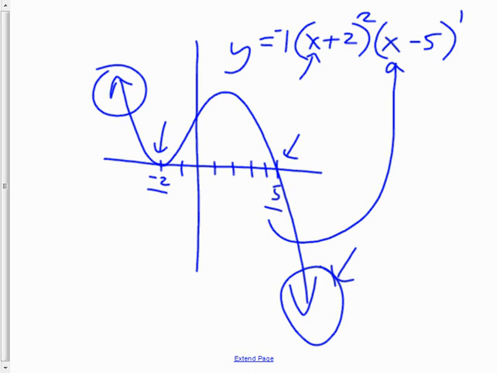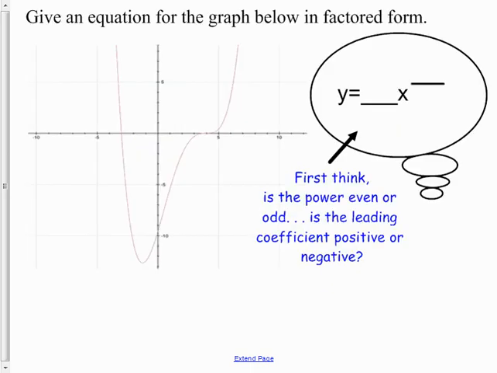All right, now let's go back onto the smartboard presentation here. Give an equation for the graph below in factored form. All right, so here's the 2 roots. You get that one of them's a snake? That's to the power of 3.